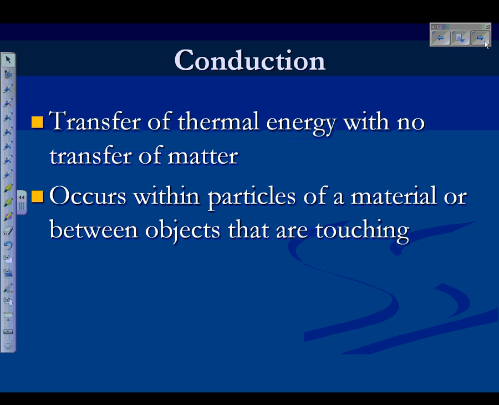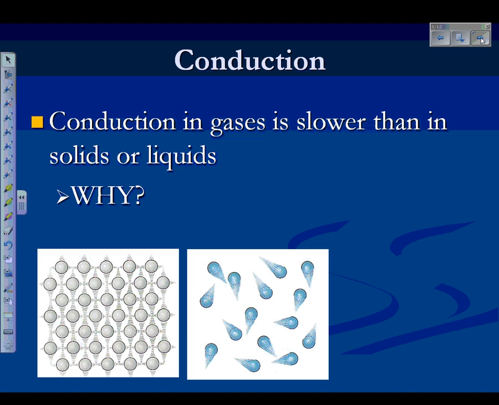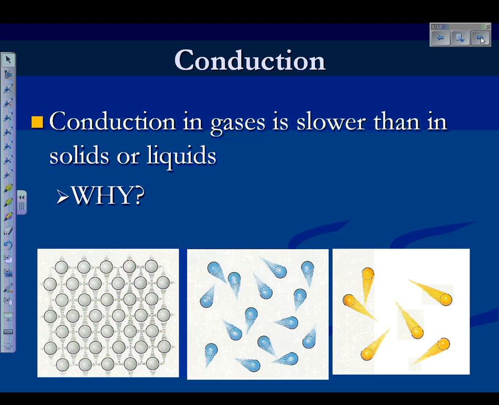Okay? So, if we talk about states of matter, what states of matter are generally going to be the best conductors? Solids are really good conductors. Wait, I should have amended that statement. An object in a solid form is a good conductor. Conduction in gases is generally slower than solids and liquids. Why? Particles are really close together in a solid and a liquid, but pretty spread apart in a gas.